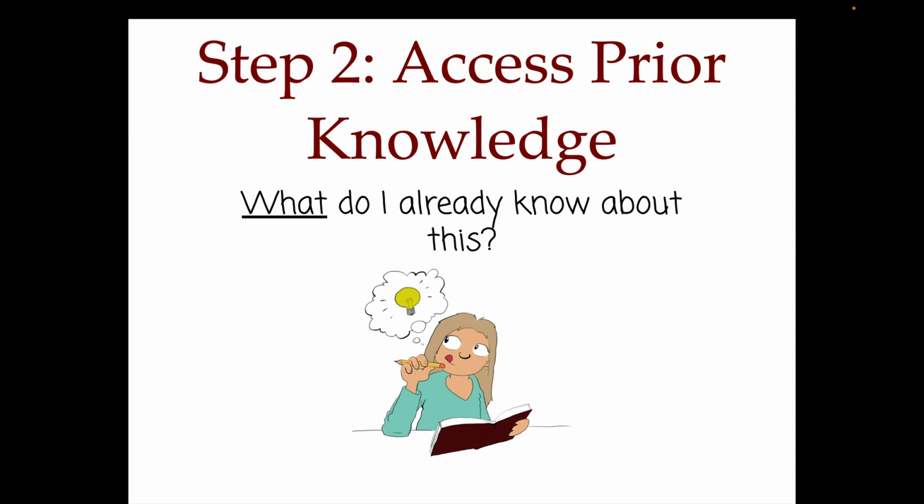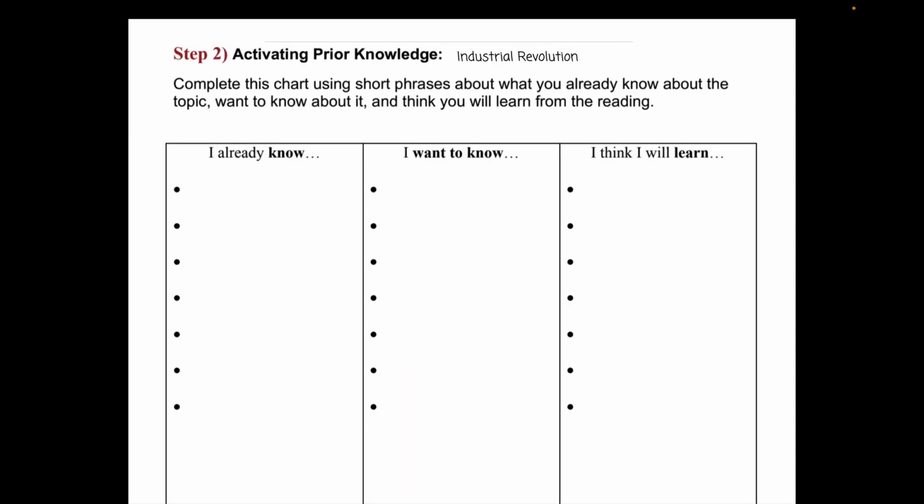To do this step, you will answer the question, what do I already know about this? One way to do this is to make a small chart before you begin reading. You can divide a piece of notebook paper into 3 sections. Label one a K, one a W, and one L. There is already one made for you on the active reading page so that you can save time.